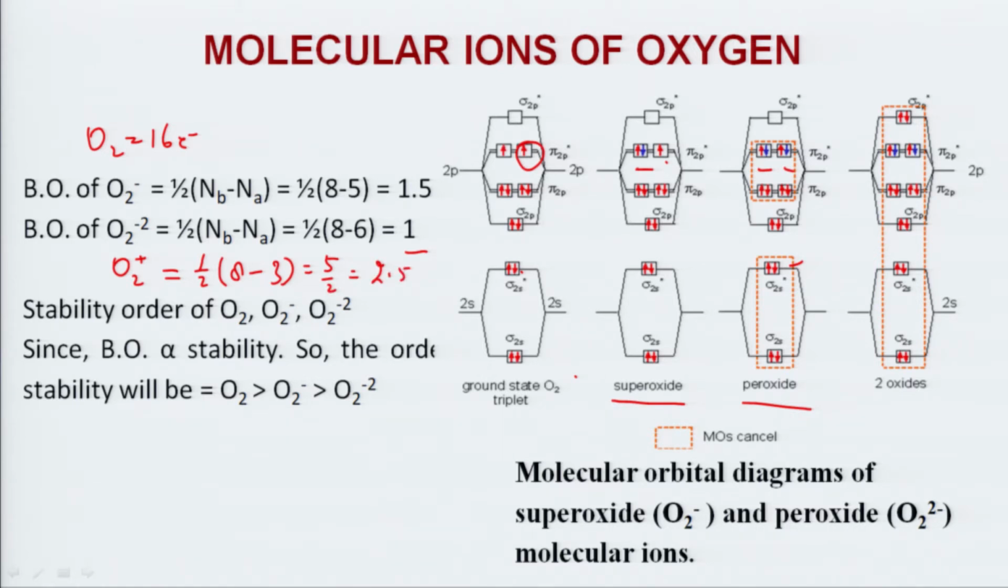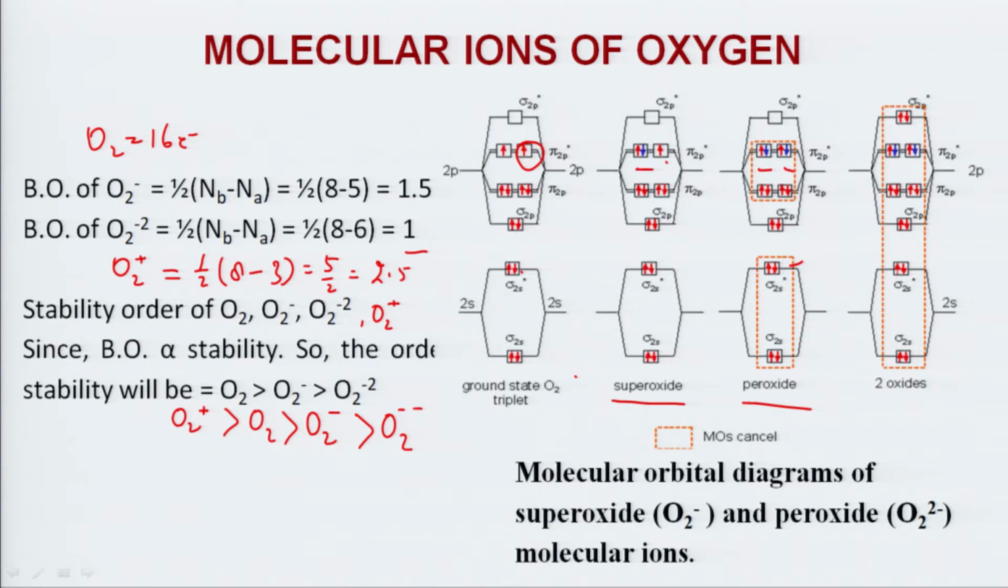Okay. So, in this way we can compare the molecular ions. Let me write O2 plus also over here. When we compare the bond strength, since O2 plus has the maximum, I can write O2 plus followed by O2, followed by O2 minus, followed by O2 minus minus.